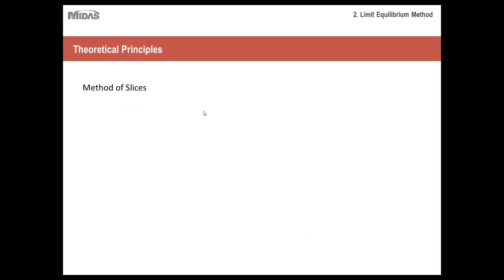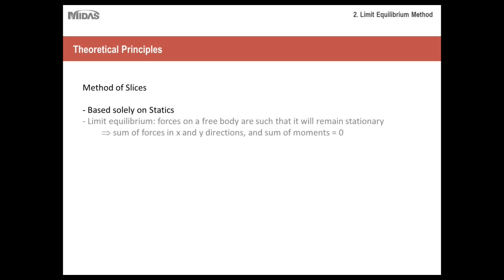Okay, so to go more into detail about the method of slices. First, it's based solely on statics. Because it's based solely on statics, what we're assuming is that all the slices are currently in equilibrium. Because the forces are in equilibrium, the forces act on each free body, or each slice, such that it will remain stationary, and therefore all the forces as well as the moments should add up to 0.